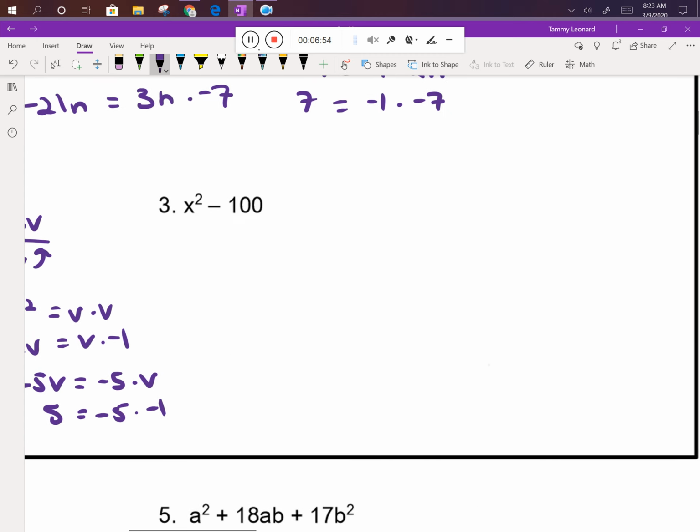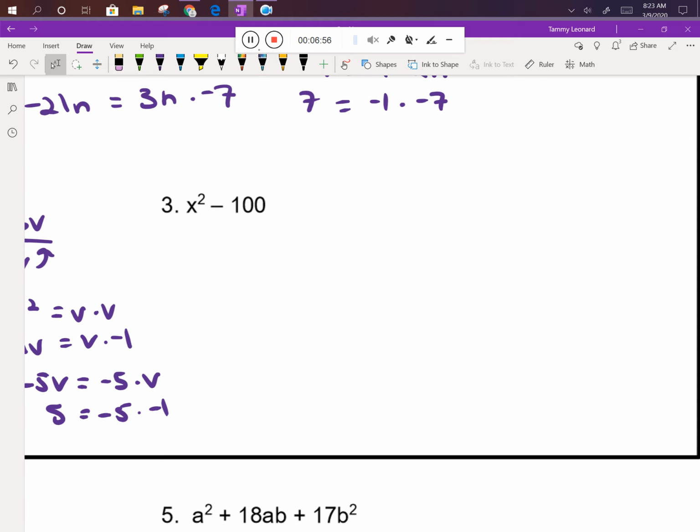Now, number 3, when you look at this, you're thinking, wait, that's not a trinomial. True story, it's not a trinomial. Okay, let's start by looking for a big GCF. Well, x squared and negative 100, they're not divisible by anything, so I can't factor out a big GCF. Now, normally I want to solve the puzzle to split the middle term, but there aren't even 3 terms yet. So we're going to create 3 terms.